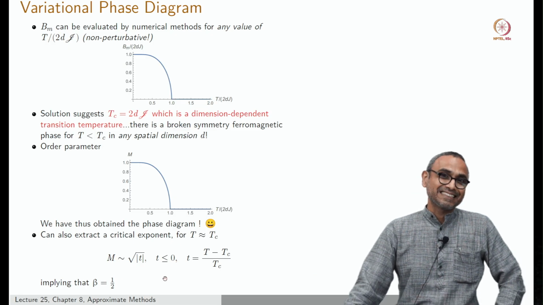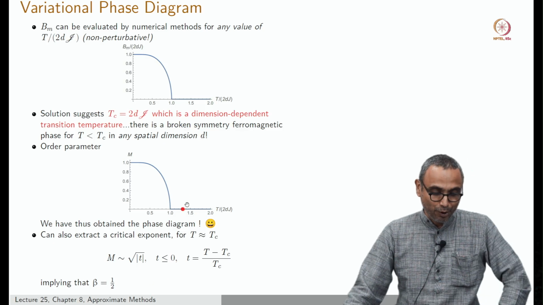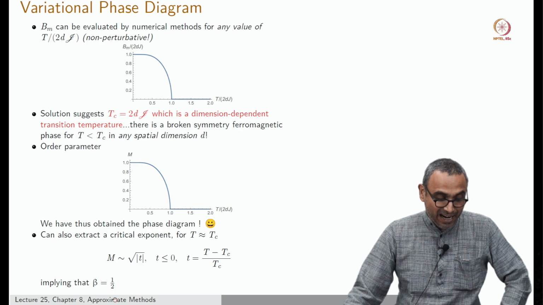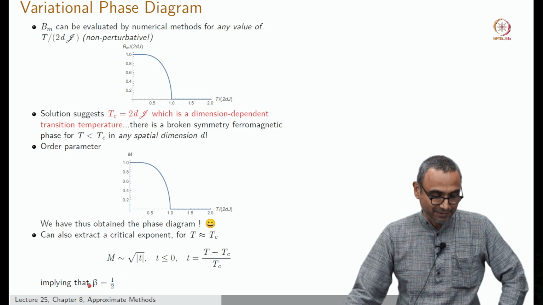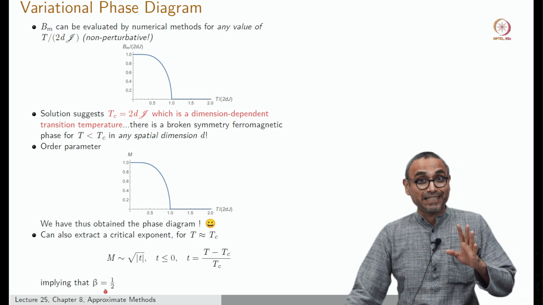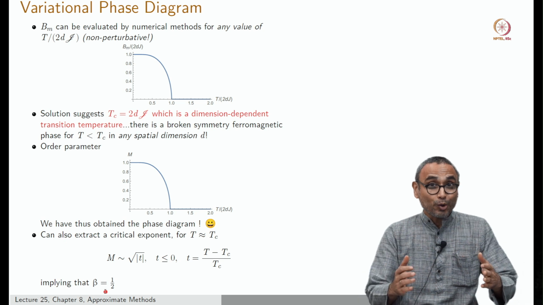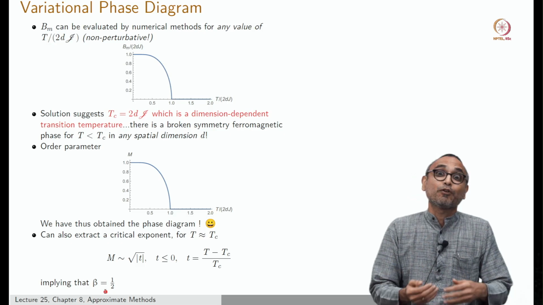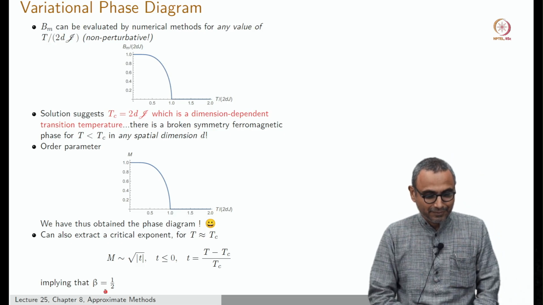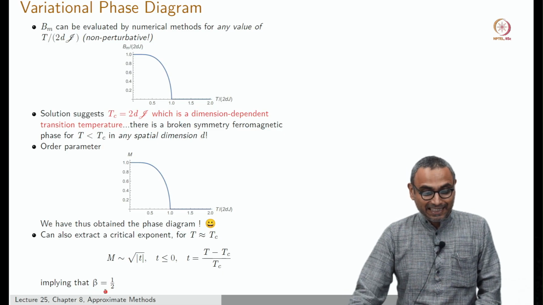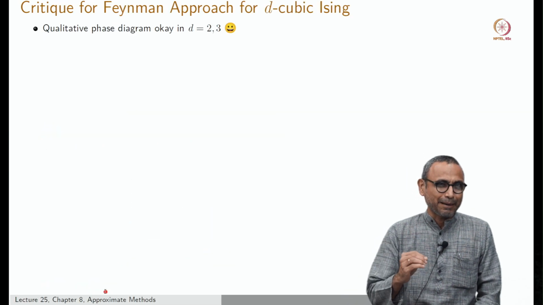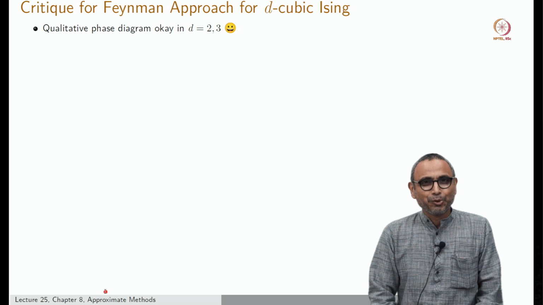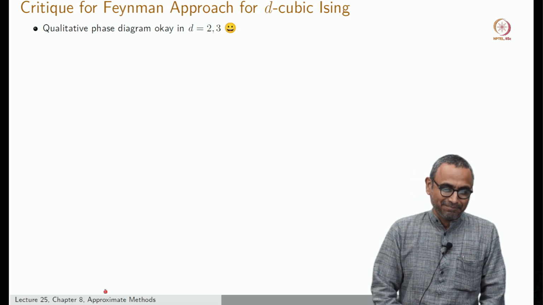So what this is telling us is that the critical exponent of how the order parameter grows with distance to the transition is half. The convention for this critical exponent is beta, and it tells you that beta is equal to half. So not only have we got a phase diagram, which we are very excited about, we have also got a critical exponent. So you might think that this is an excellent achievement, except if you pause and think about things, you may wonder whether it is worth celebrating.